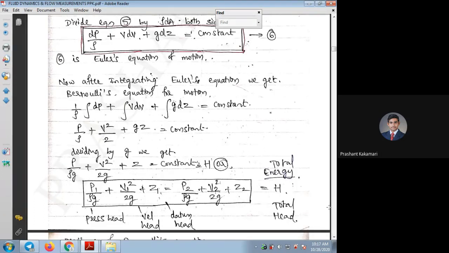Any doubts in this equation? Bernoulli's equation is just the integration of Euler's equation, nothing else. But when the Bernoulli's equation derivation is asked, you have to start with Euler's equation derivation. Once you get Euler's equation, you have to convert it into Bernoulli's equation after one step of integration. Finally, we want to show that the sum of pressure head, velocity head, and datum head, or pressure head, kinetic head, and potential head, is a constant. It remains constant throughout the flow.